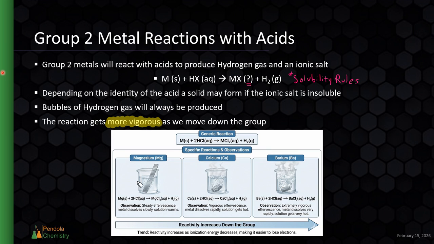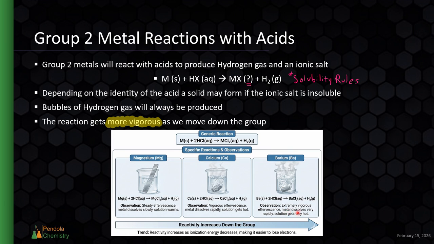So as you can see, and you can see this in the pictures, with magnesium, the bubbling is very slow. Once we move up to calcium, to the next metal up, we have more vigorous effervescence. Remember, effervescence means bubbling. So the metal dissolves more rapidly, we get more vigorous bubbling, more vigorous effervescence, and the solution gets hot because it's an exothermic reaction. Once we move to barium, the reaction is extremely vigorous.